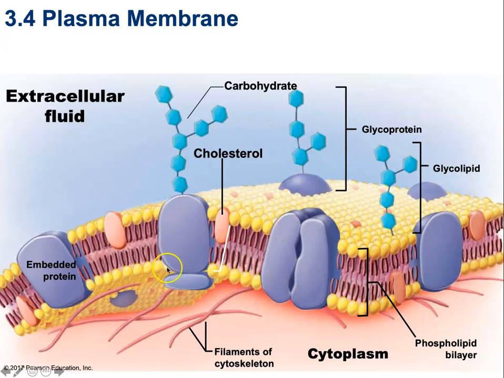We have our embedded proteins that are going to be spanning. We have our cholesterol, which is going to be found right here. It's going to prevent the close packing of the plasma membrane. It's going to prevent these lipid tails from getting too close to each other and keep it nice and fluid. Keeps the plasma membrane from becoming too tightly packed or too solid.